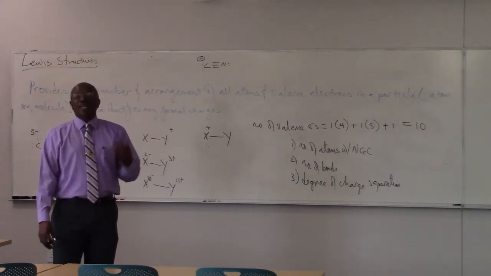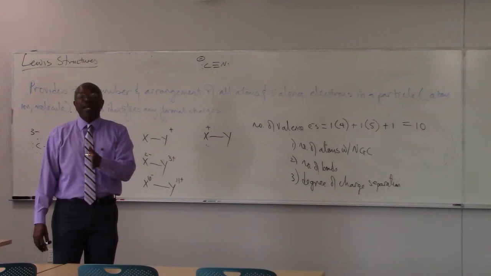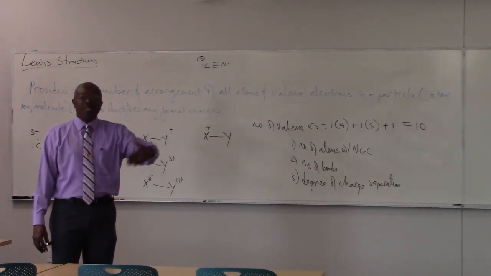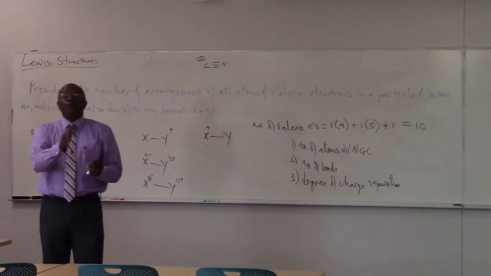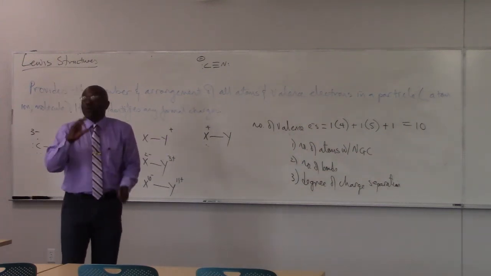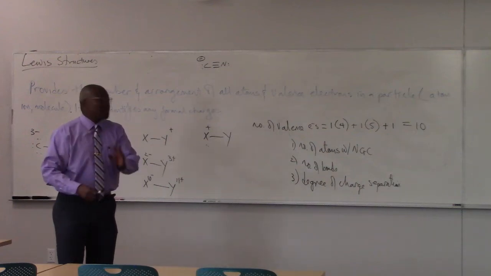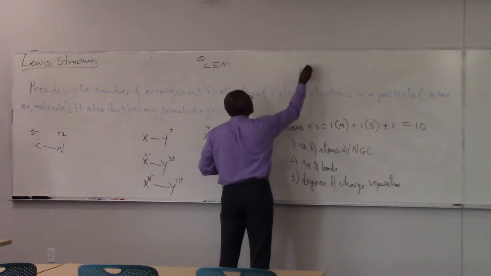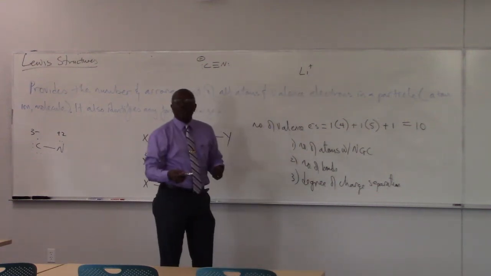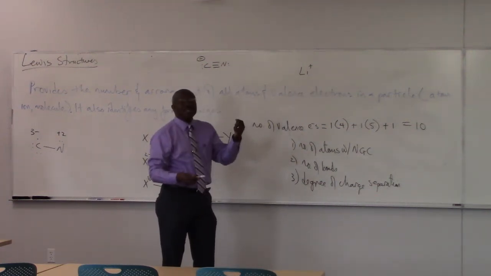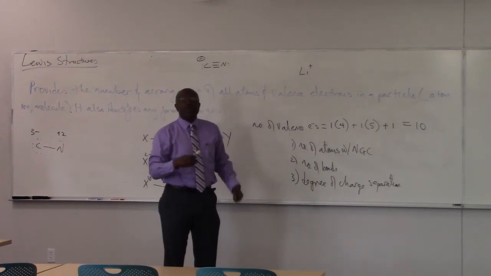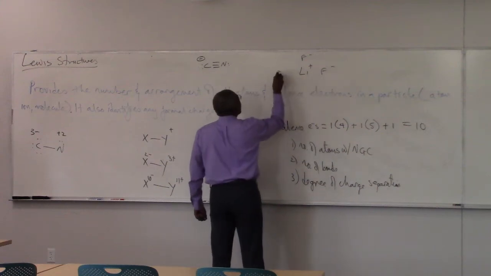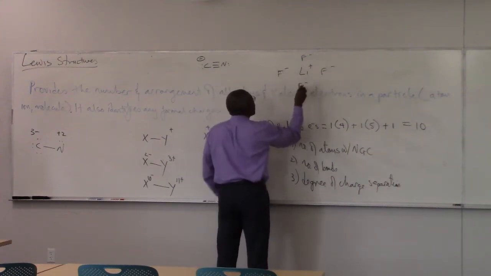Now, I will accept being charged if it gives me a noble gas configuration. That's what lithium did to become lithium plus. That's what fluorine did to become fluorine minus, because it acquired a noble gas configuration. And let me just make a point. If I had lithium plus in a vacuum, that's a terrible scenario. Even though it's chemically stable, it's physically unstable. So what happens? The fluorides around it form bonds with it, and the bonds stabilize it.